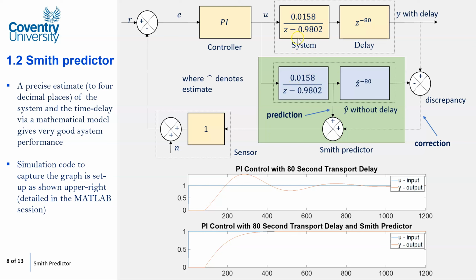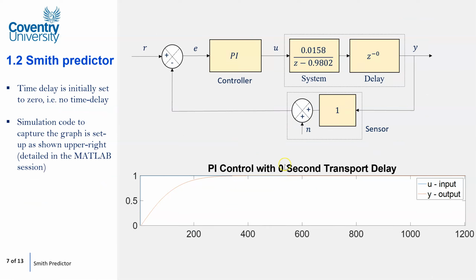In the Z domain, it can be a bit sensitive, and if you were to look at this model in terms of higher than 4 decimal places, you would see that there is a bit of a discrepancy between the two. You can see here I've got an accurate estimate of the time delay, and here is the PI control with the 80 second transport delay in the Smith predictor. And what you'll notice, that looks pretty close. There's probably a little bit of difference, because these models aren't exactly identical, but to 4 decimal places they are. But what you'll notice is that the performance looks similar to what the PI controller looked like in the previous slide. So if I go back here, that was subject to 0 transport delay.